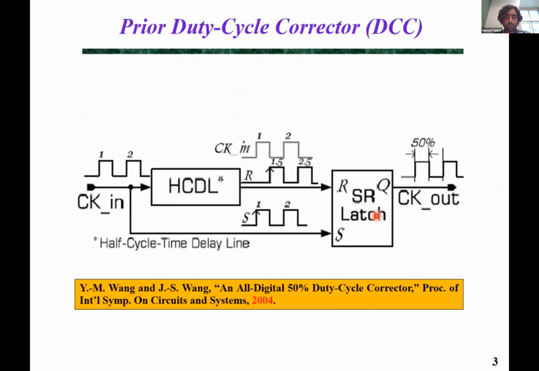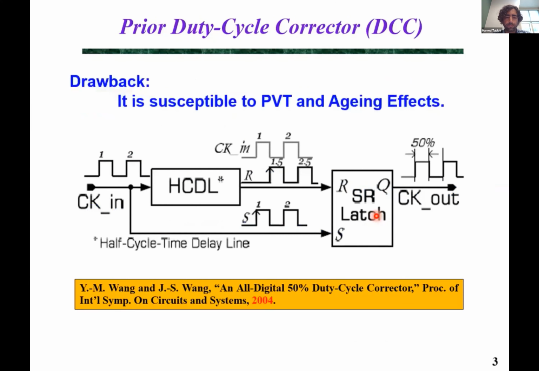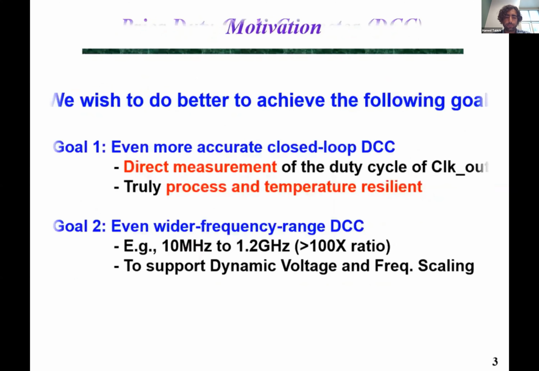Prior works on duty cycle corrector design mostly use open loop structure. So the drawback is they are mostly susceptible to PVT and aging effects. So we want to make two improvements. First of all, we want to create a design that's more accurate using the closed loop structure. So it will be truly process and temperature resilient.